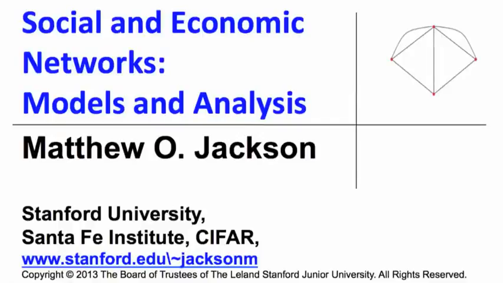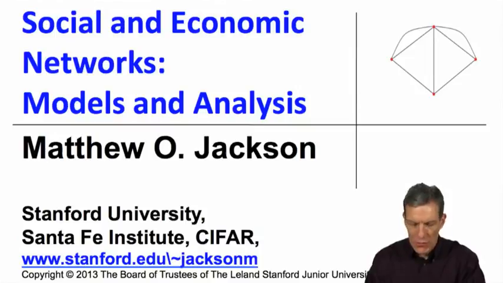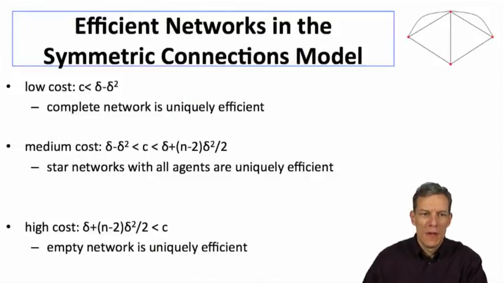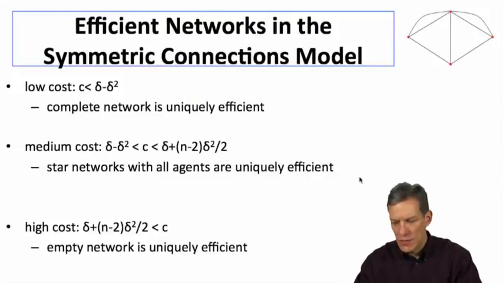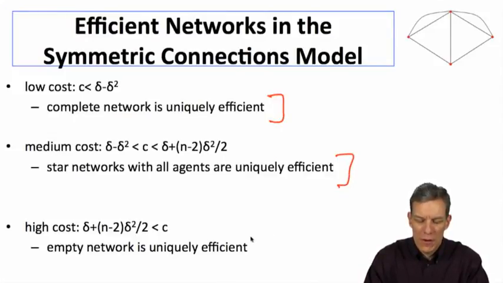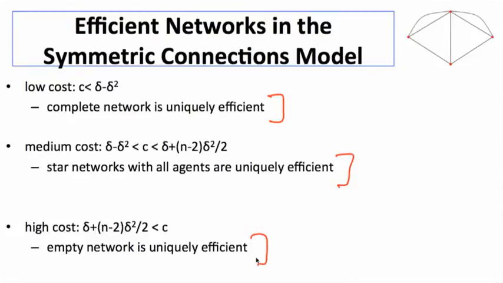Okay, so now let's take a look at a careful analysis of the value in the symmetric connections model of different connections and try and understand why it is that stars turn out to be efficient in this middle cost range. So in particular, if you recall the characterization that we had, for low costs we got complete networks, for middle costs stars, for high costs no links.